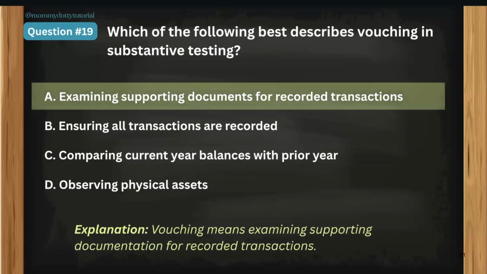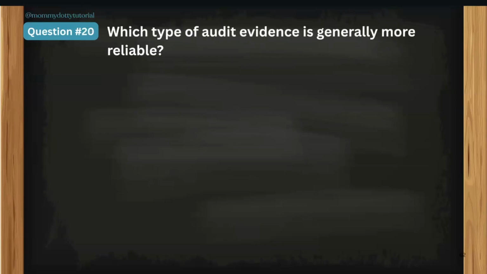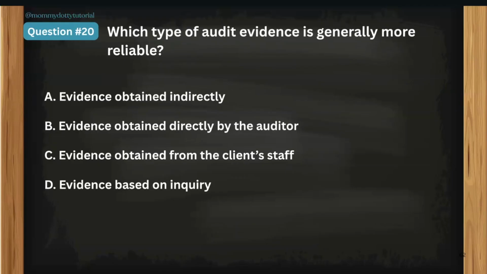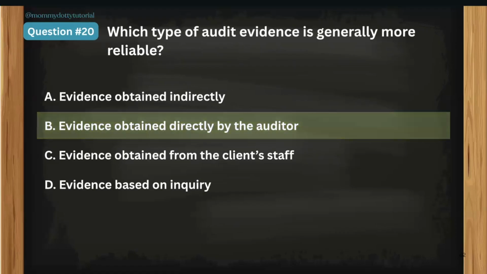Okay, for our last question, which type of audit evidence is generally more reliable? A. Evidence obtained indirectly. B. Evidence obtained directly by the auditor. C. Evidence obtained from the client's staff. And D. Evidence based on inquiry. This is also an easy question. You may pause the video to think. The correct answer is letter B. Evidence obtained directly by the auditor.